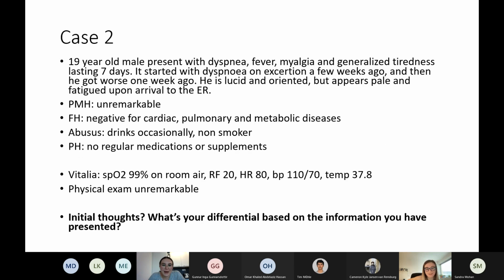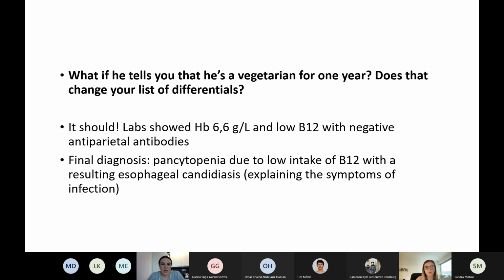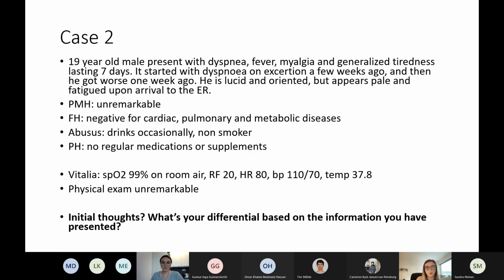Because if you go back into the history, you see that it started with dyspnea on exertion a few weeks ago. So basically, he has gradually become anemic, which was the case here. And also, if we look at general appearance, they did say that he was pale when he came in. Pale skin, or pale conjunctiva and stuff like that, could also show anemia.